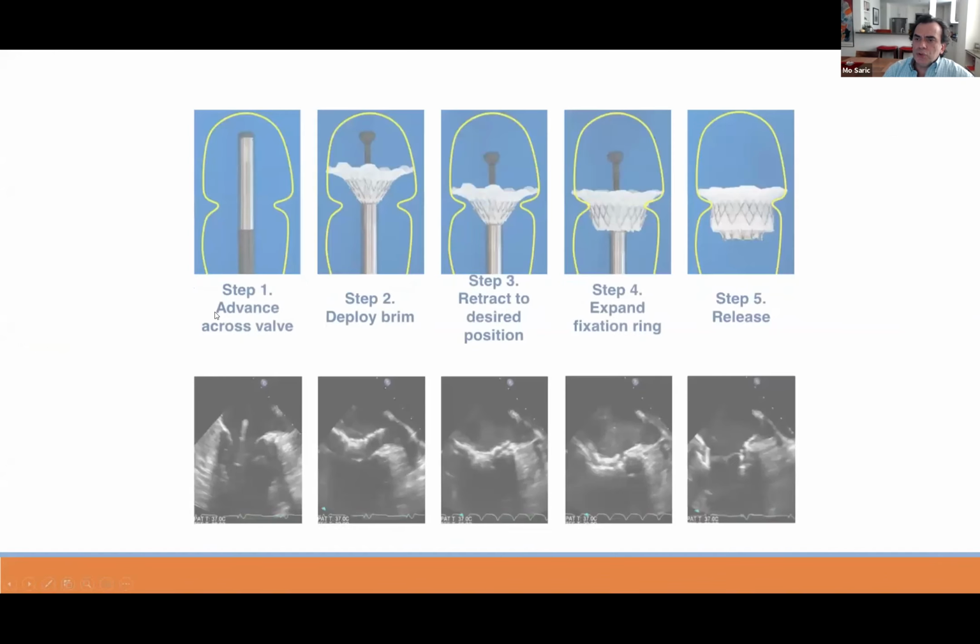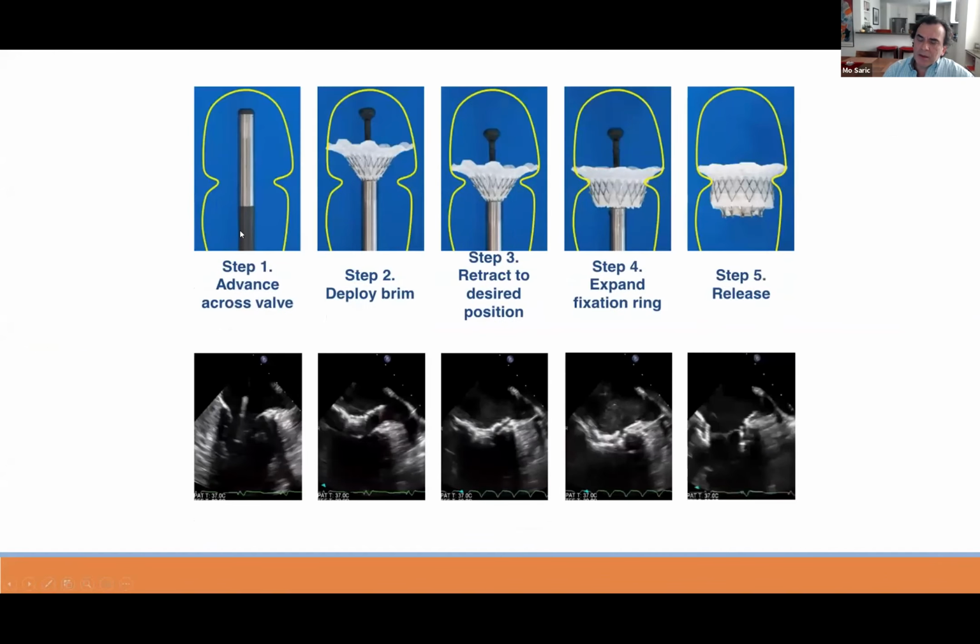And then what do we do? We do transapical. This is a surgical approach. The surgeon has to open up the chest and expose the cardiac apex. So we advance the capsule, which contains the prosthesis, through the transapical approach and advance it into the left atrium. We then partly open the prosthesis with this brim, the outer part, and advance the brim toward the mitral valve.